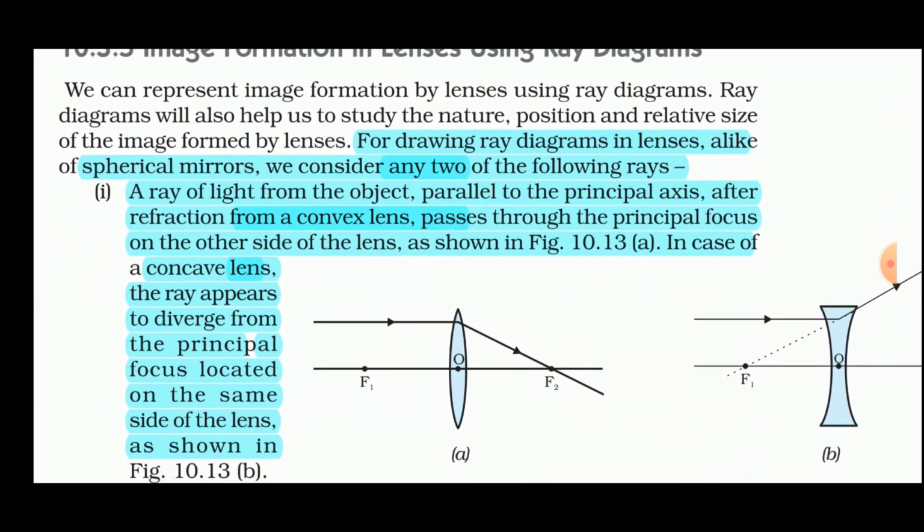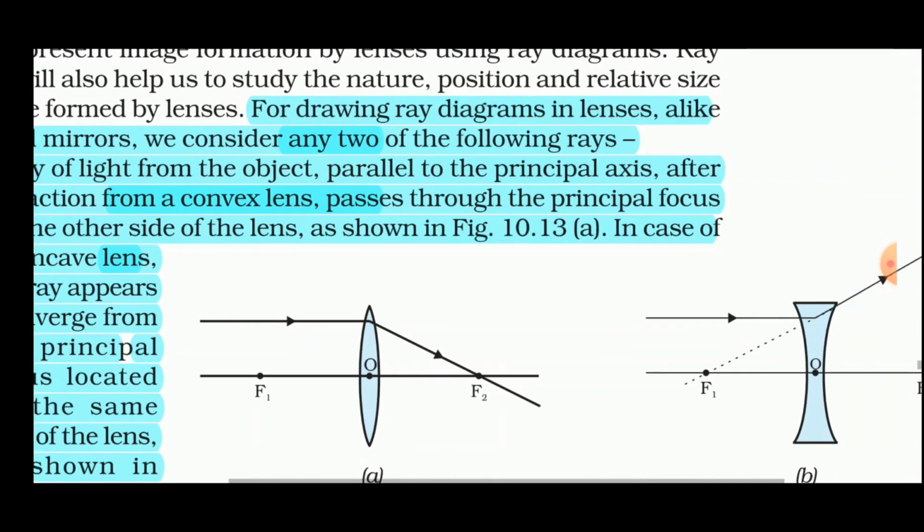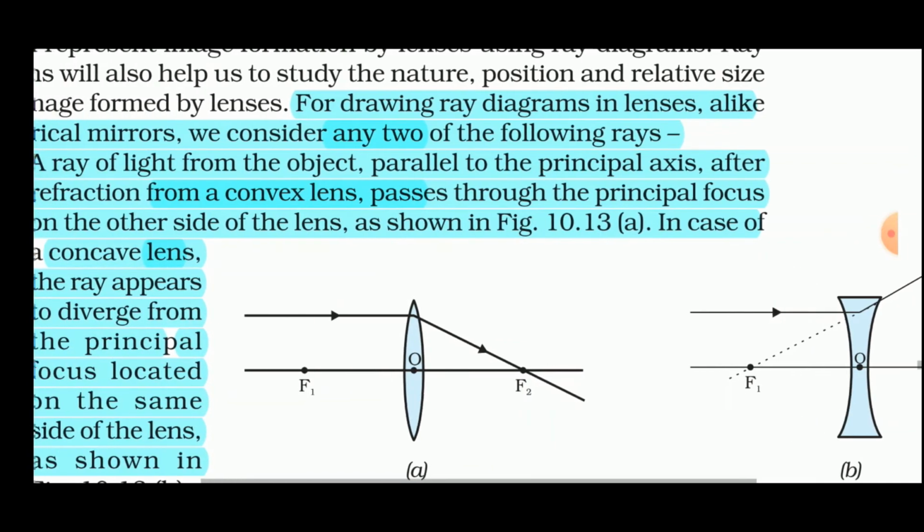Now for drawing the ray diagrams in lenses, like the spherical mirrors, we consider any two of the following rays. The ray of light from the object parallel to the principal axis, after refraction from the convex lens, passes through the principal focus on the other side of the lens as shown in case A. In a concave lens, the ray of light parallel to the principal axis diverges when passing through the lens, and when you extend it, it appears to come from the principal focus on the same side.